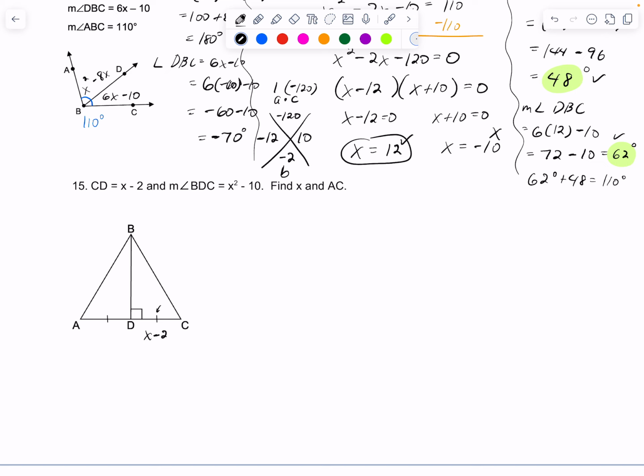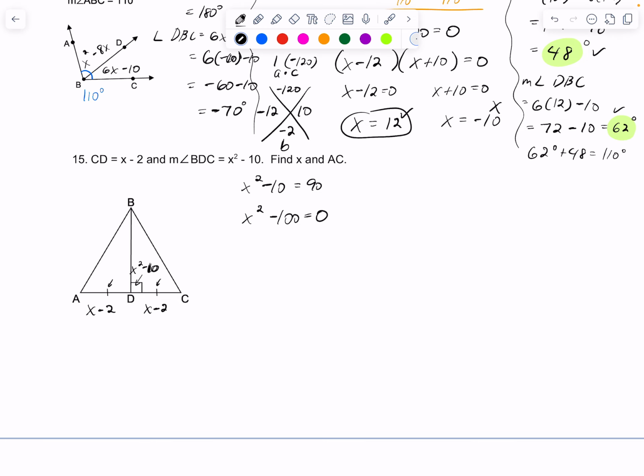I notice this symbol is here, so that's also x minus 2. And the measure of angle BDC, so right here, is x squared minus 10. Now the first thing I notice with that is that it's a 90-degree angle. So x squared minus 10 is equal to 90 degrees. And to get this to be able to be factored, I'm going to move over the 90 with subtraction to get minus 100.